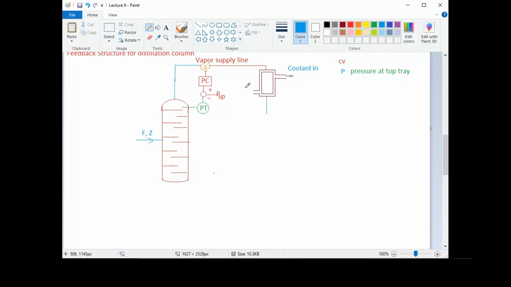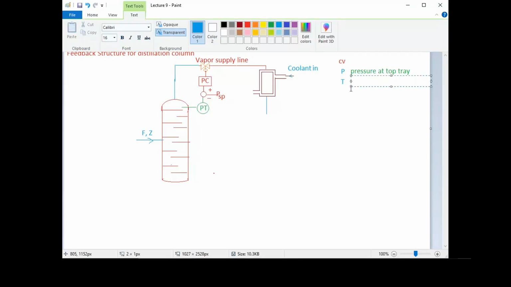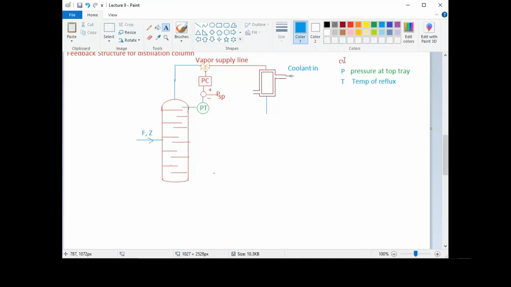Right. So here the temperature of the reflux is our second control variable. So this T is the temperature of reflux. Right, so this is our second control variable. So this temperature should also be maintained. Right, this could not be random. This should be maintained. Right, so for this, what we will do, we will apply feedback control here.